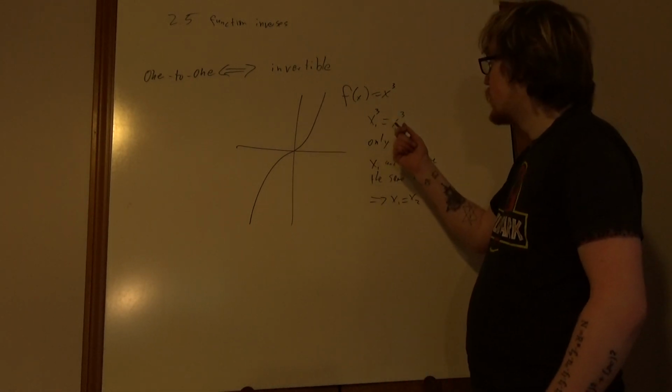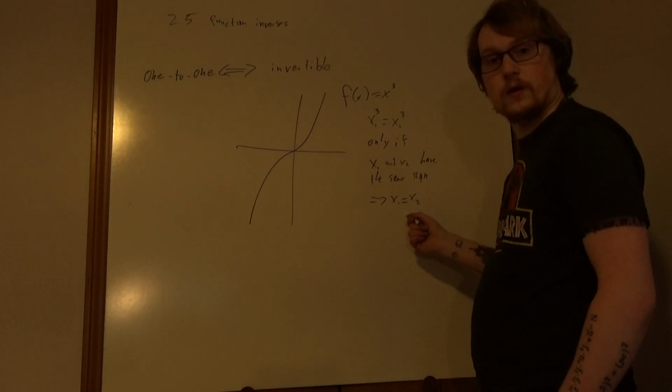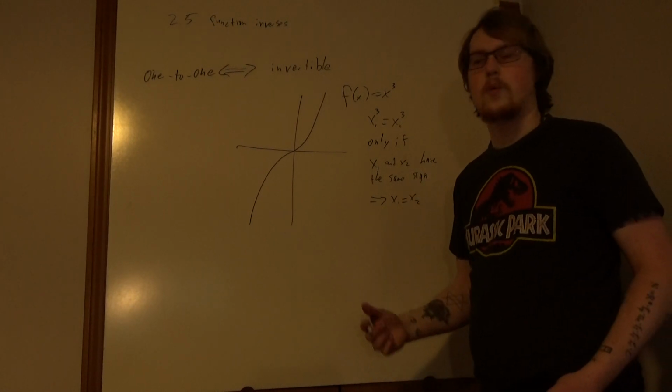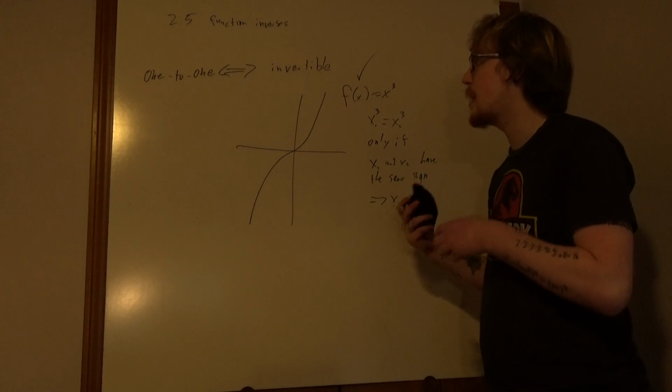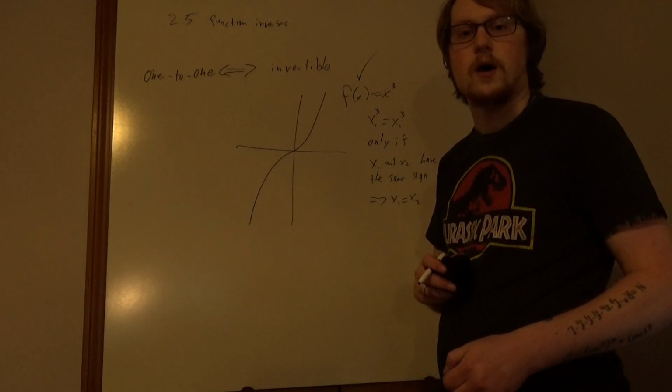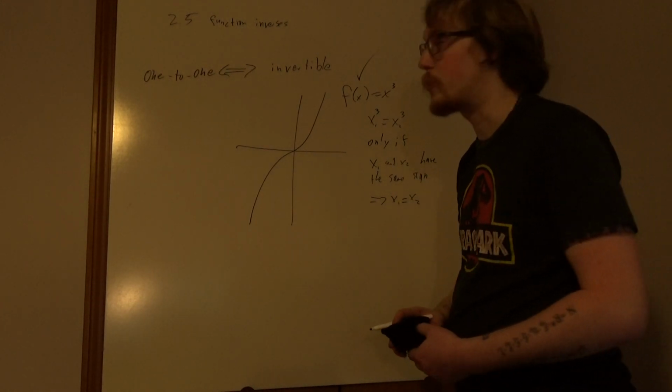And so their outputs being equal, implying their inputs are equal, is the definition of being one-to-one. And so we can say that this one does work. And we get that x cubed is in fact one-to-one, and so is in fact invertible.